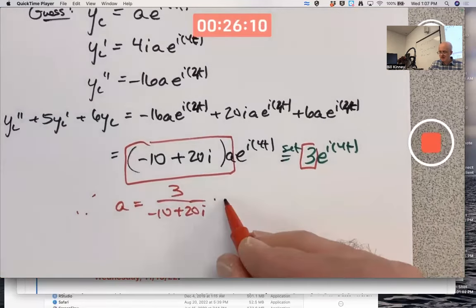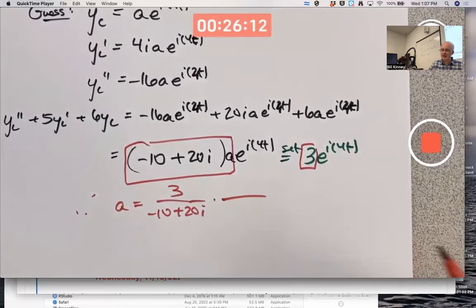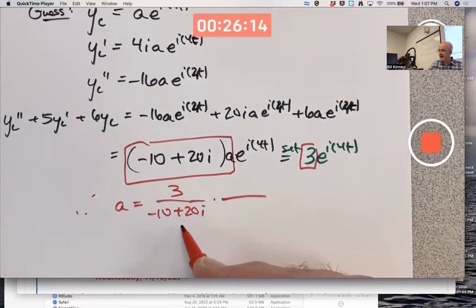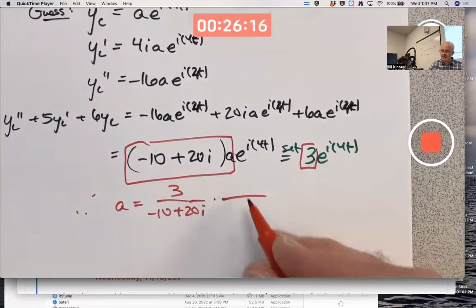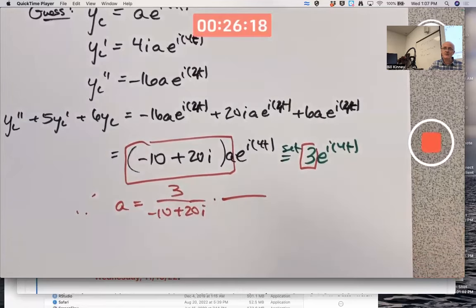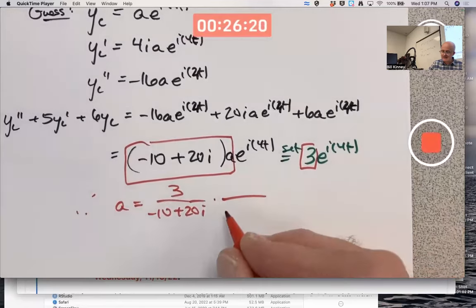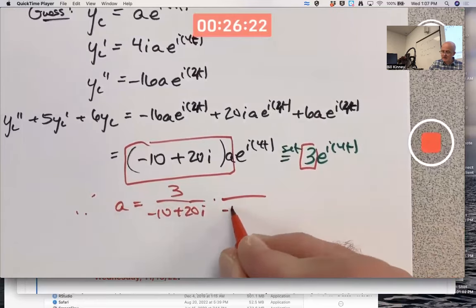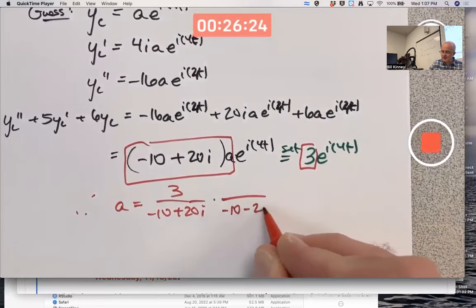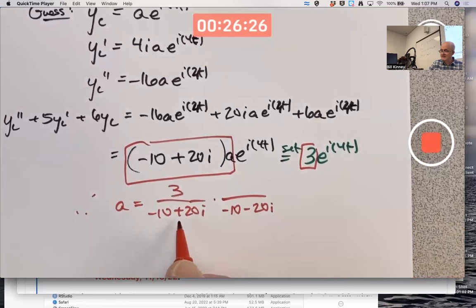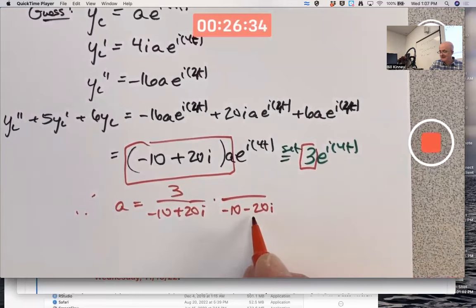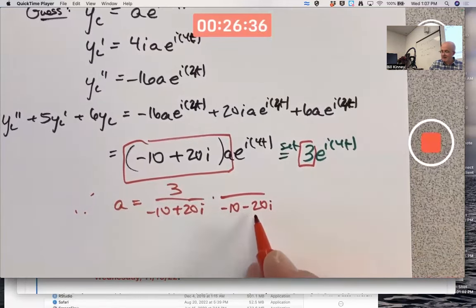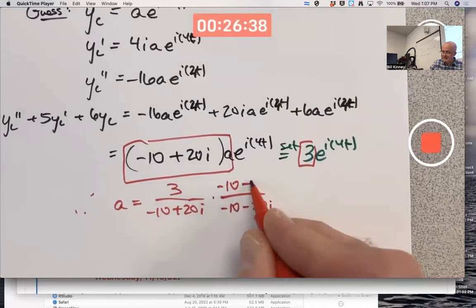How? Trick: multiply by what's called the complex conjugate of the bottom. Multiplying the top and the bottom so we don't change the value of this number. The complex conjugate of negative 10 plus 20i is negative 10 minus 20i. You always take whatever sign, in this case a plus sign, is in front of the i term and make it a minus sign. If it had been a minus sign, I'd make it a plus sign. If I multiply it on the bottom, I also multiply it on the top to compensate.